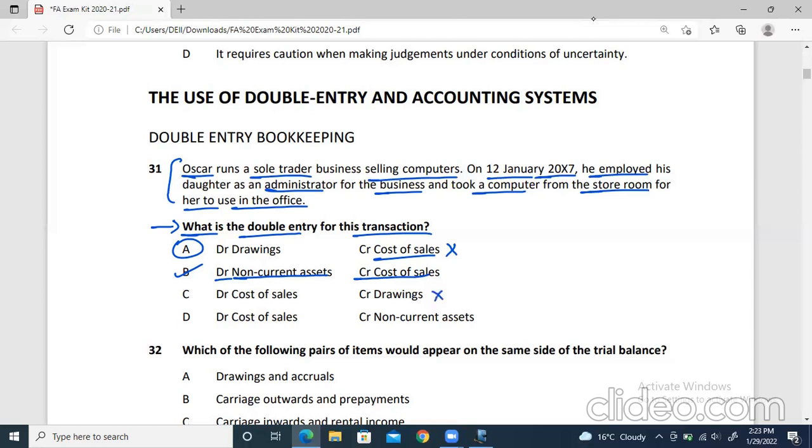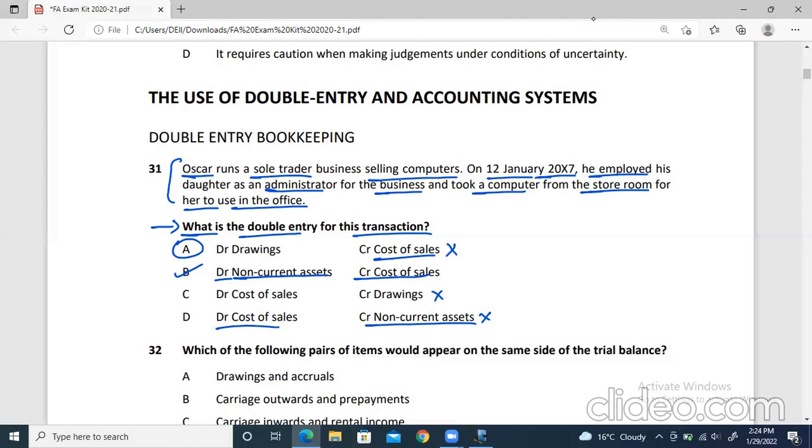And what about the D option? Debit cost of sale, credit non-current asset. He's not selling the asset. He's not reducing it. It's being used, right? So out of all these three, the concept is that he already had bought the computer beforehand. But the only option that fits this situation is option B, right? Because I've proved to you that A, C, and D are wrong over here.